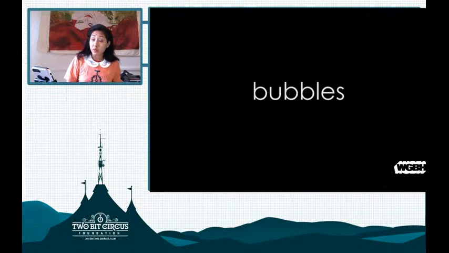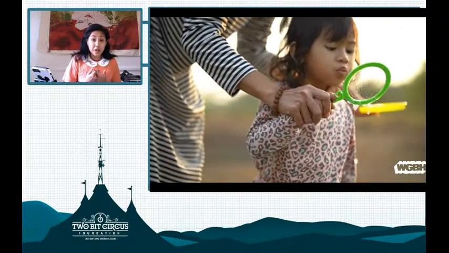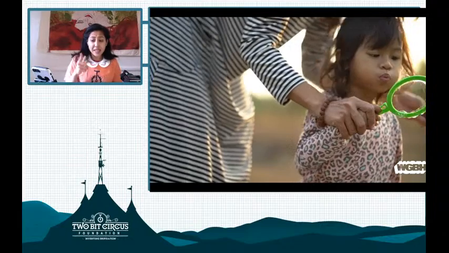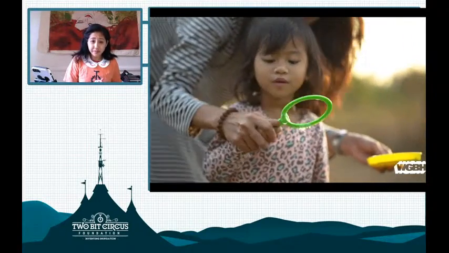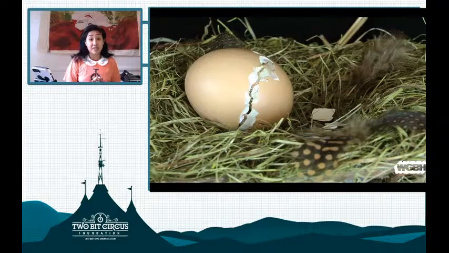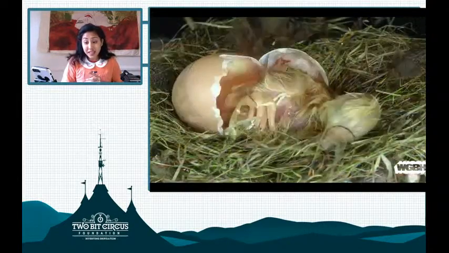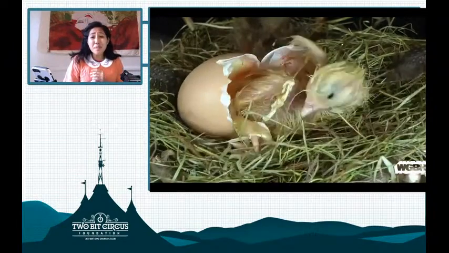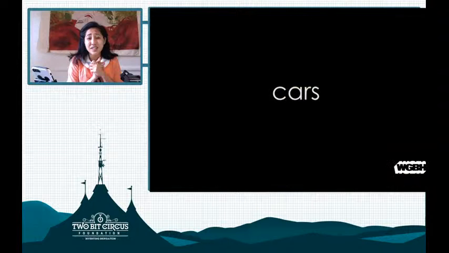Bubbles. Bubbles move. That's true. And they do have energy behind them. But bubbles don't do anything, so I'm guessing probably non-living again for that one. All right. Oh, a baby chick. A baby chick is definitely living. Are we going to watch it hatch? Oh, my goodness. Look at that baby chick. So cute. Cars. Cars definitely move, but they're non-living.